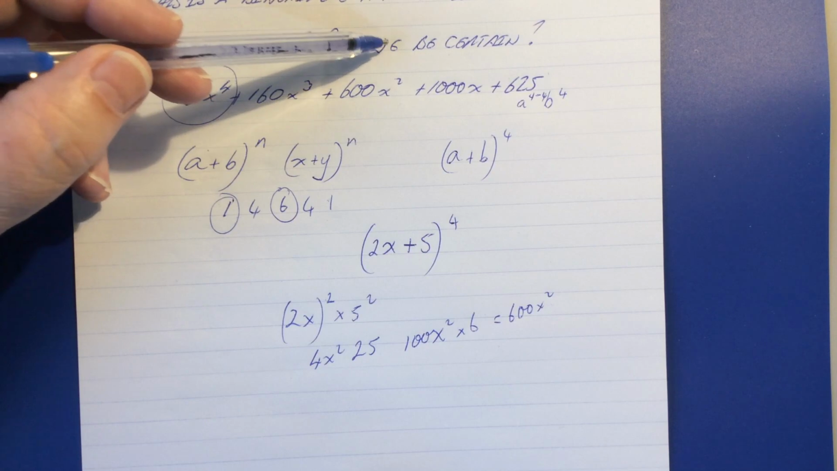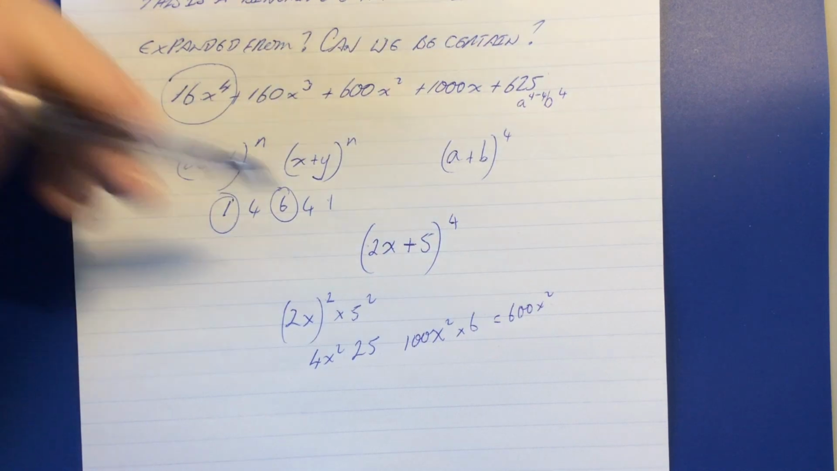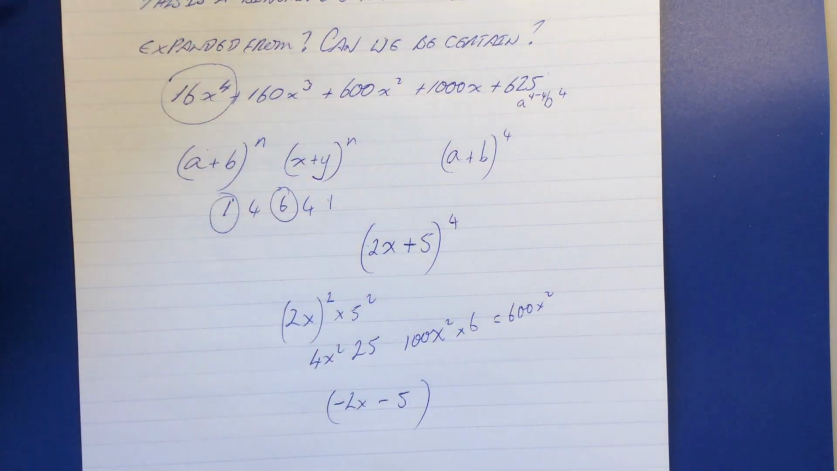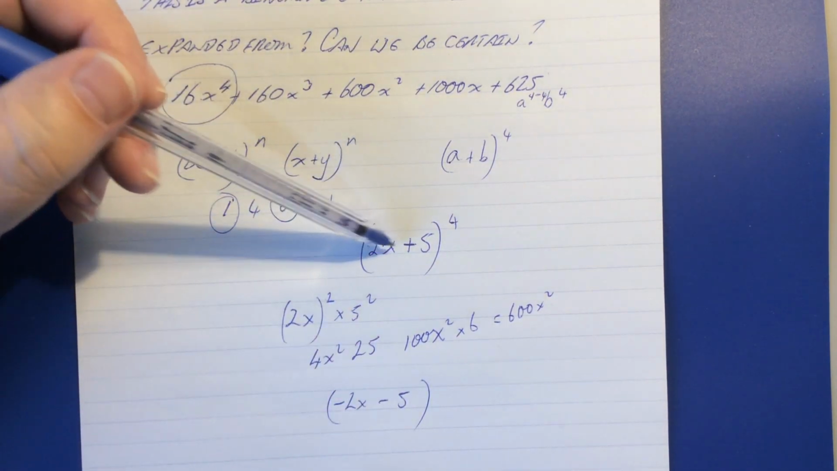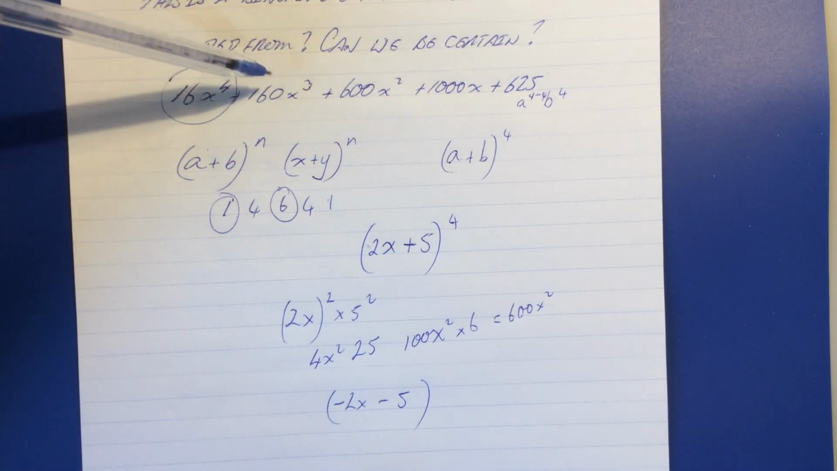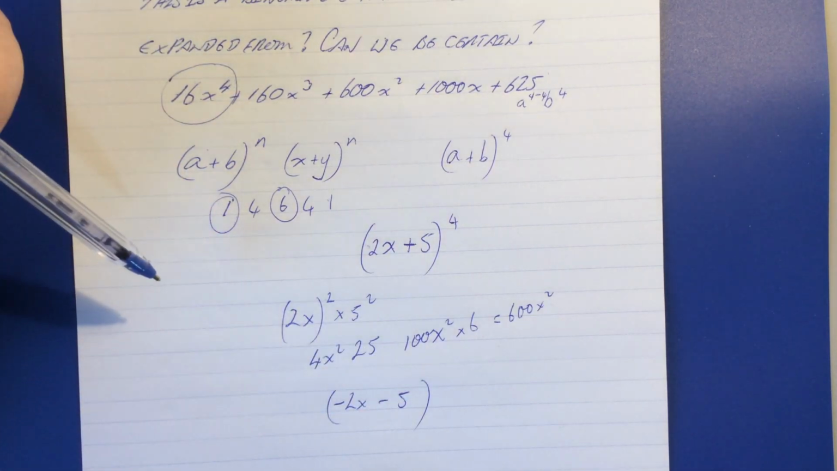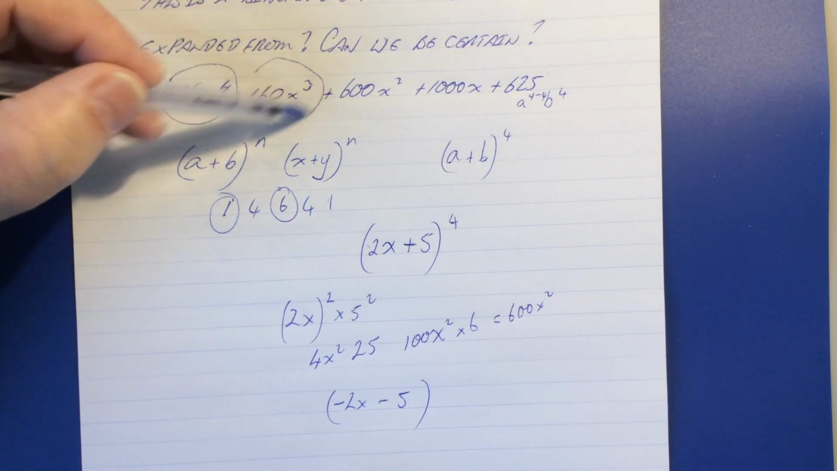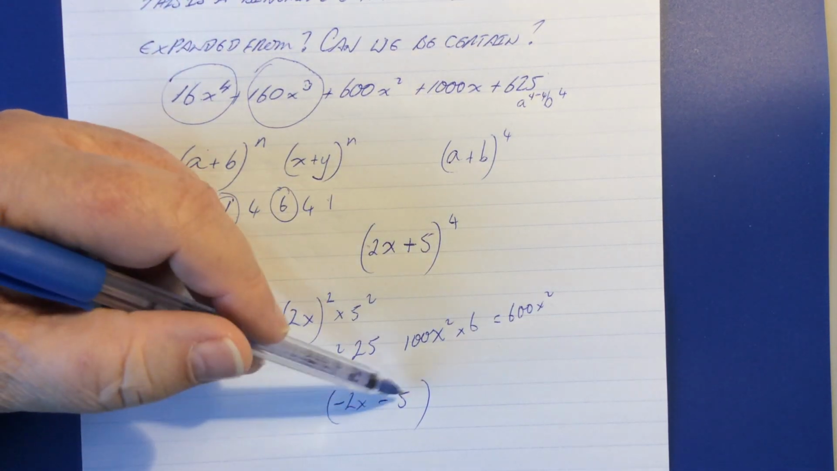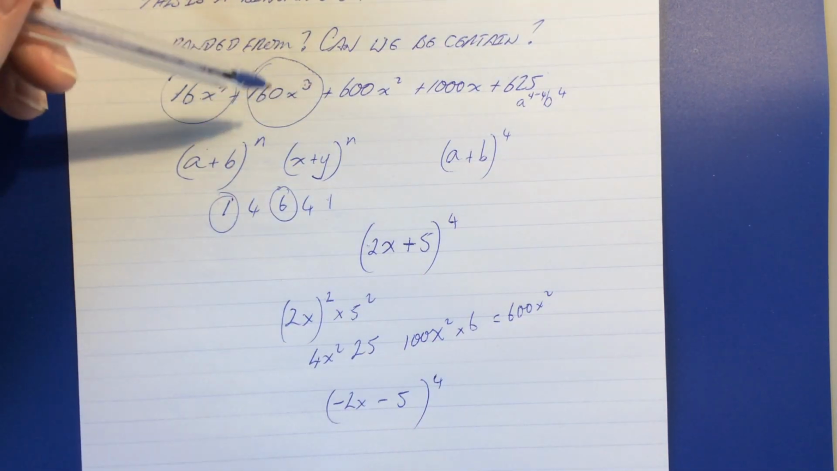This thing's preying on my mind. What would happen if both of these were negative? So if we had negative 2x minus 5, I'm pretty certain that if we had one of these as negative, we'd get some negative numbers in here. But I just want to check in on this. And where I'm going to look is here, where we've got an odd power, because if this is not going to work, it's not going to work where there's an odd power.